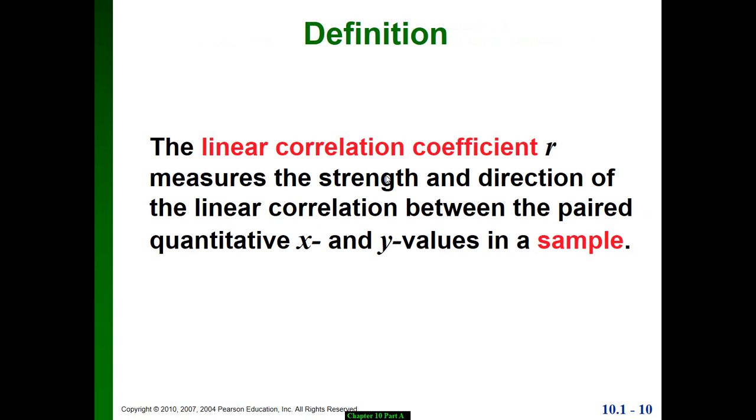Now, the linear correlation coefficient is basically when you have points that almost look like they could be on a line. The linear correlation coefficient r, the letter r, is important, that's your symbol. It measures the strength and direction of the linear correlation between the paired quantitative x and y values in a sample. So basically r is your sample correlation coefficient, and again, it measures the relationship between two variables.